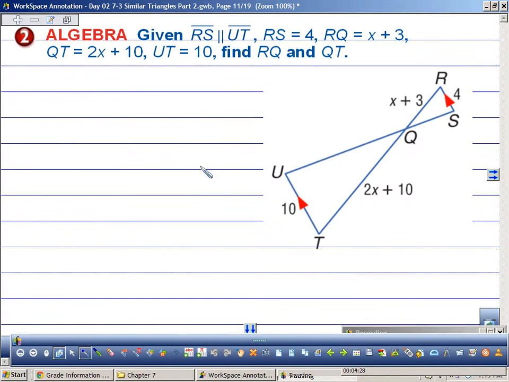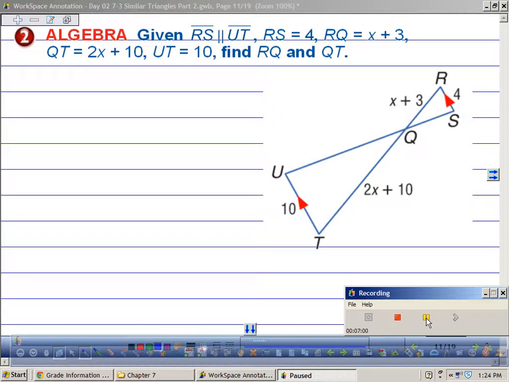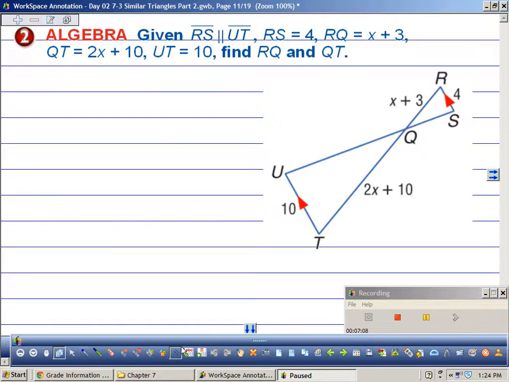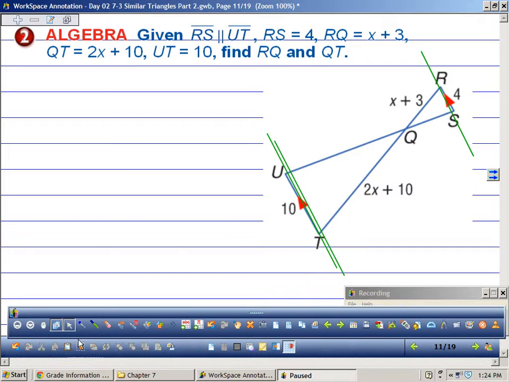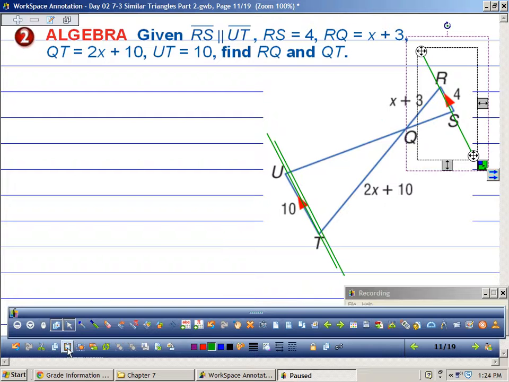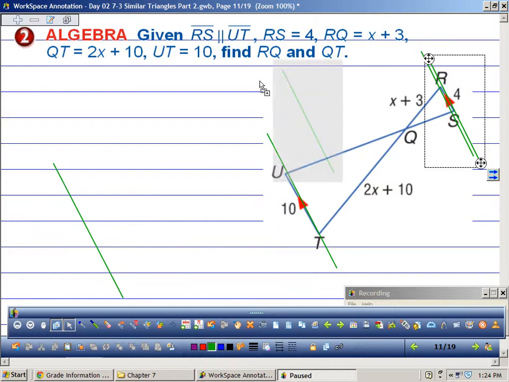Okay. All right, so go ahead and write down this drawing here, and then we'll talk about it. Okay, so let's begin by, it says right away that RS is parallel with UT. And I know that that is definitely a hint. You know what I'm going to do? I'm going to just copy these. Copy, paste. Copy, paste. So they look just like the other one.